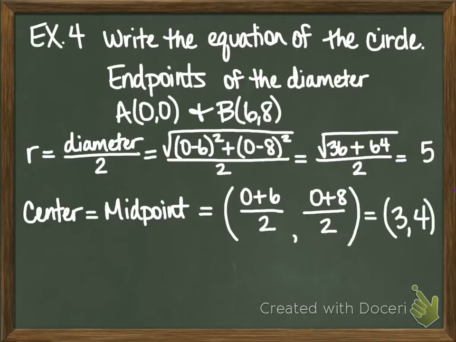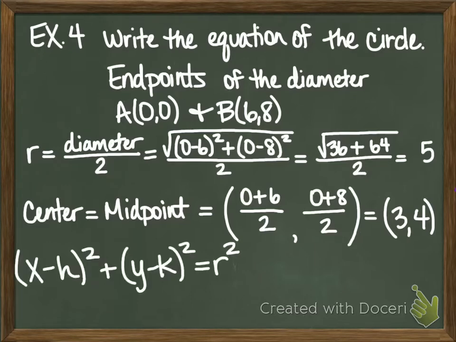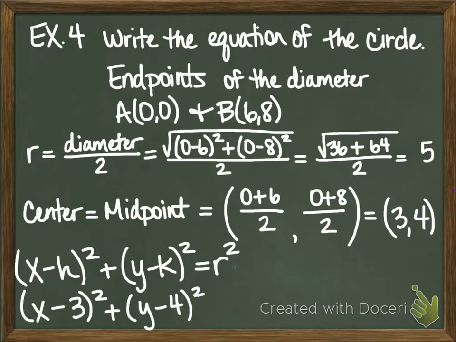So now I'm going to plug in the radius and the center into the equation of a circle: x minus h all squared plus y minus k all squared equals r squared. So we just plug it in. X minus 3 all squared plus y minus 4 all squared equals 5 squared.